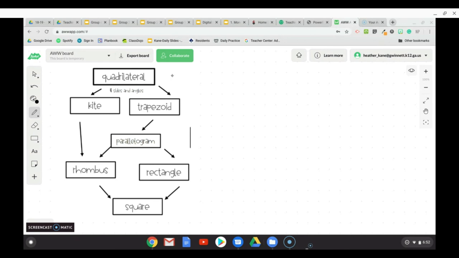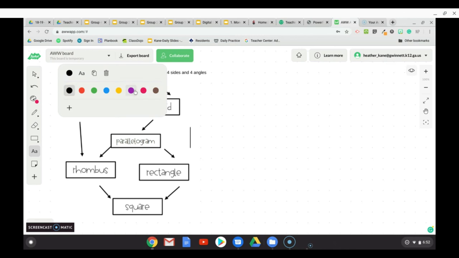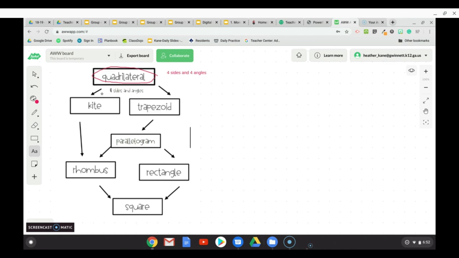So when we talk about quadrilaterals, remember we're talking about polygons that have 4 sides and 4 angles. So all of these shapes have to have those 2 things, 4 sides and 4 angles. Okay, so I'm going to be typing some of the different attributes that we use so you can remember them. So we talked about a couple different types of quadrilaterals in class, and they can be sorted a bunch of different ways.